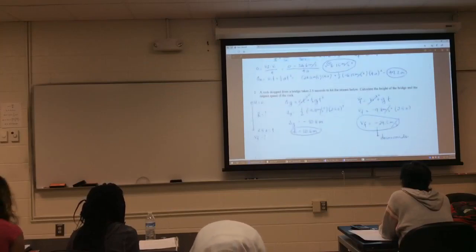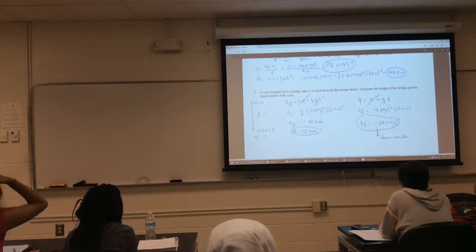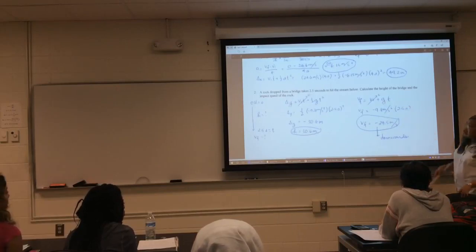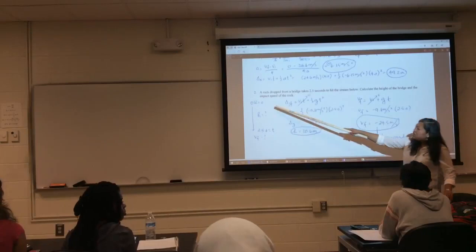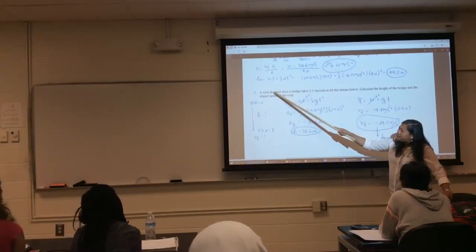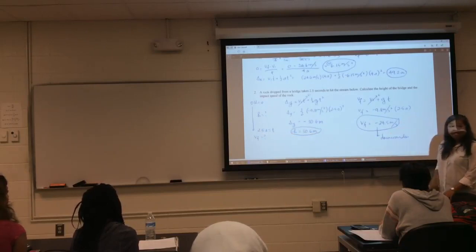Second question. You have a rock dropped from a bridge. Takes 2.5 seconds to hit the stream below. You're asked for two things, the height of the bridge and also the impact speed. So I like to sketch this. Your initial velocity is 0 because it's dropped. And it hits the ground 2.5 seconds later.